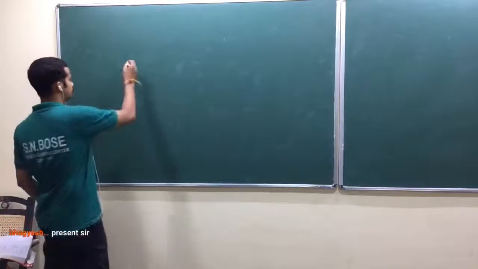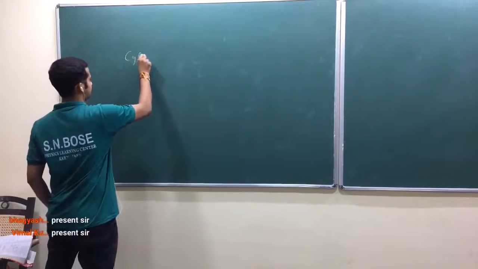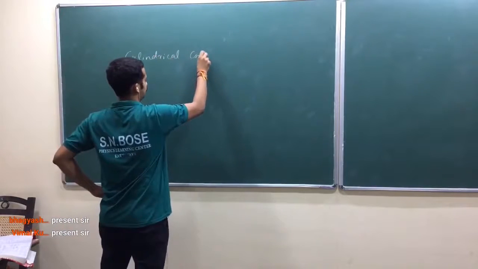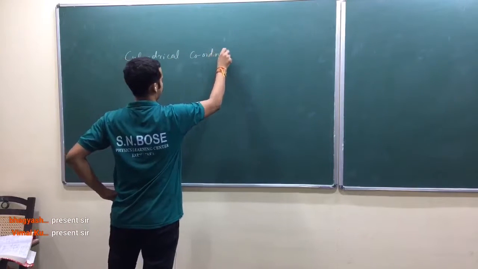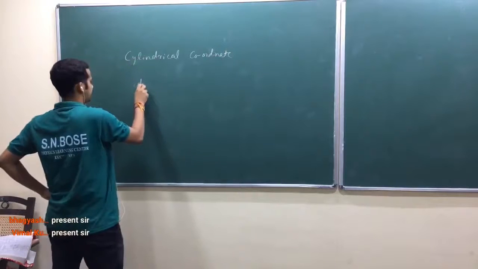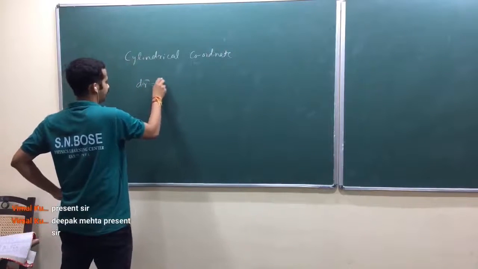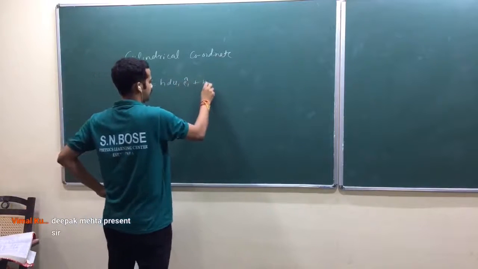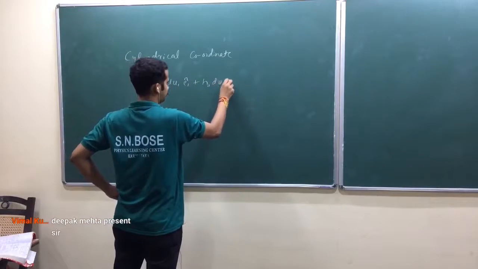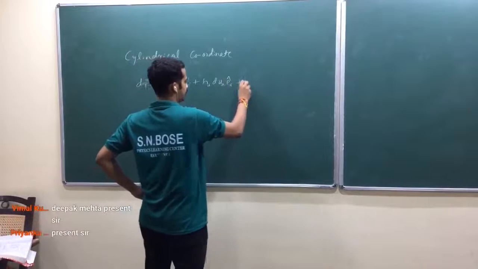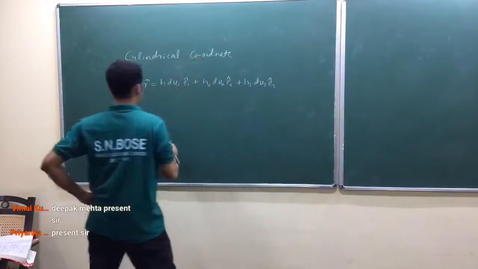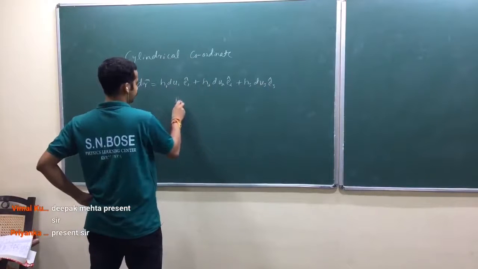So what was the answer in cylindrical coordinates? I think first you have to write dr equals h1 du1 e1 cap plus h2 du2 e2 cap plus h3 du3 e3 cap. What are h1, h2, h3?